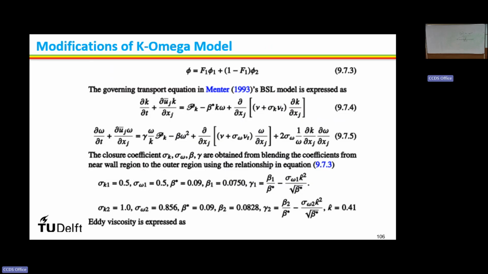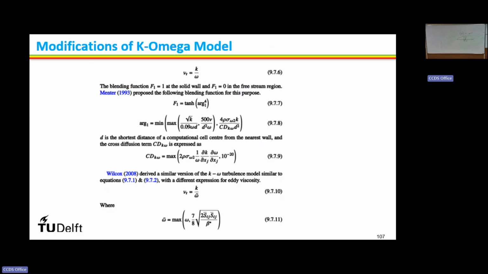This is a function that depends on the geometric configuration of the cell, meaning how far it is from the nearest wall, right? I will show you how this blending function looks like. Once he did that, he found this model ideally reproduces the k epsilon result in the free stream and the k omega result near the wall, right? So let's see how this blending function looks like.